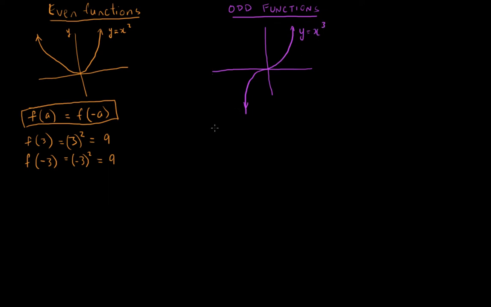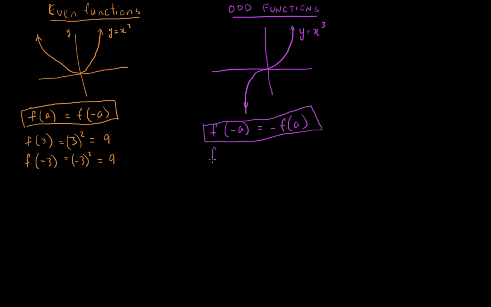So the rule for the odd function is f of minus a is equal to the minus of the positive function. Now be careful here. This is a little more tricky than the even function. This basically means that if you take a negative value for a, it should be equal to the negative of the positive function of a. So let's do an example.